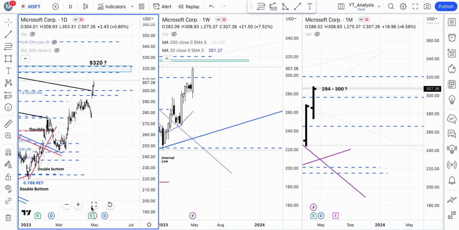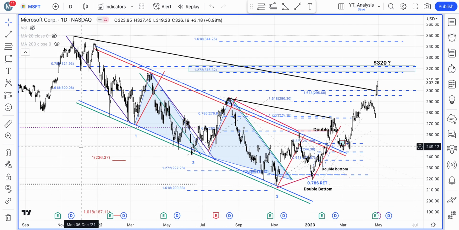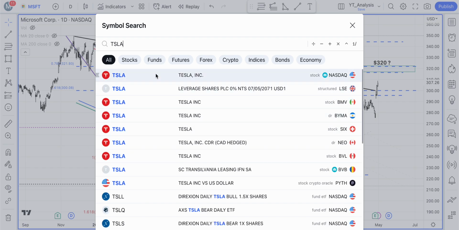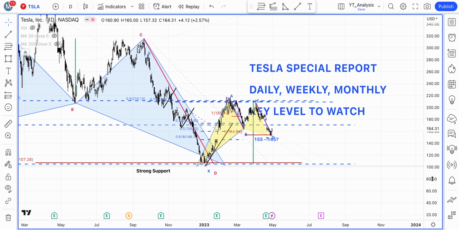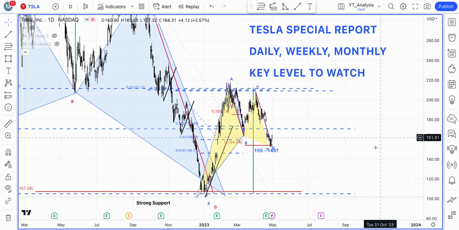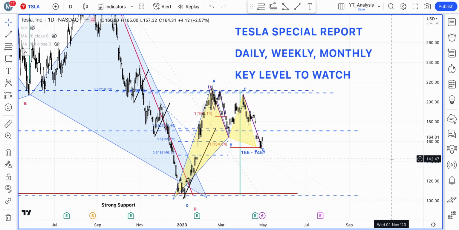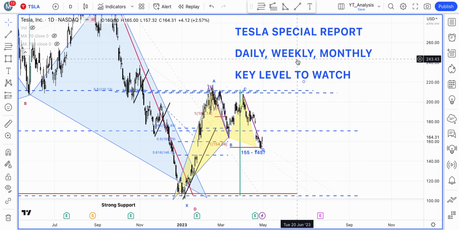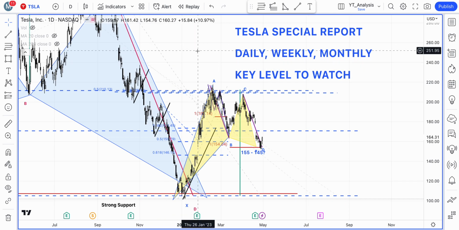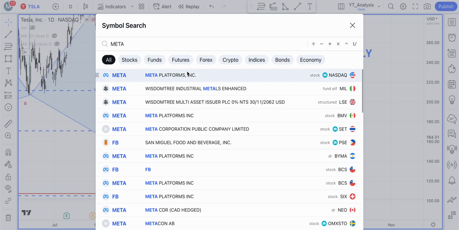Let's go back here and let's take a look at Tesla. So guys, Tesla, I'm not going to discuss in detail because I've done a video. I'm going to put a link on that, and in fact, for the stock of Tesla, I did a special report in which we look at the daily, weekly, and the monthly chart. So I will encourage you to go and actually watch that video. So the next stock I think we should look at is Meta.